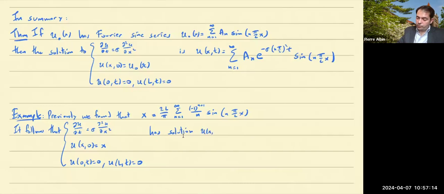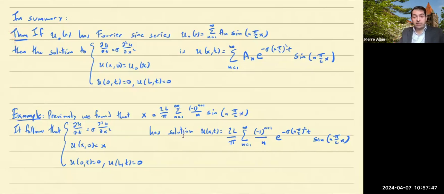then the solution is u of x comma t is equal to 2L over pi sum n goes from 1 to infinity (-1) to the n plus 1 over n e to the minus sigma (n pi over L) squared times t sine of n pi over L x. Right? And same thing with every Fourier sine series we've computed. We can plug it into this theorem, and it's immediately giving us the solution to the heat equation when you impose homogeneous Dirichlet boundary conditions. Okay, we'll stop there and pick it up next time.